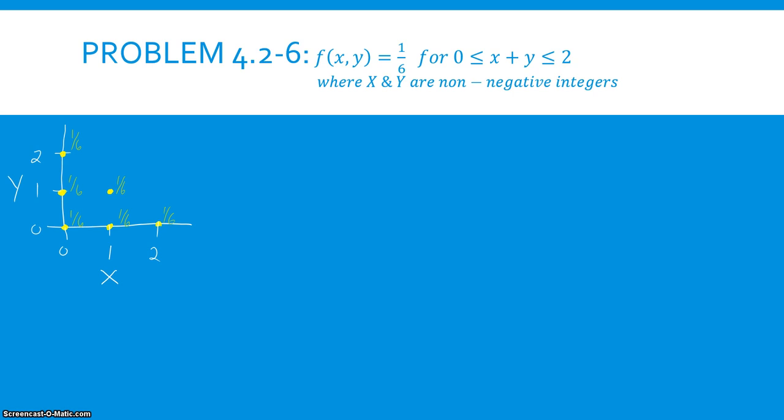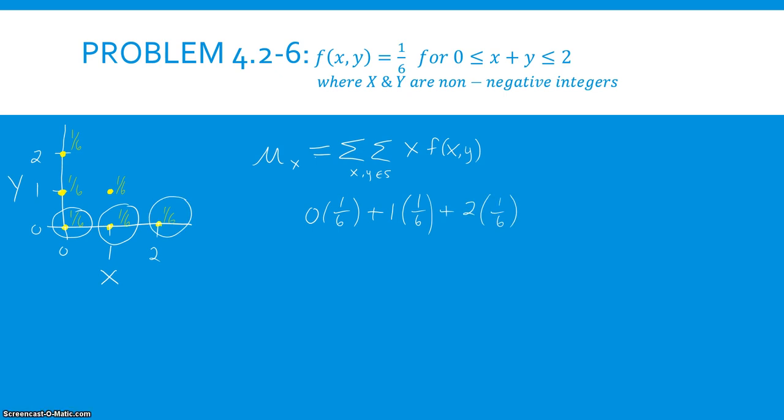Here are the possible combinations of x and y, represented by dots, and the probability of each of them is 1/6. Now, if I want to find the mean of x, I'm going to add up for all of the x, y combinations, x times f of xy. So, start with my first dot. I've got x equal to 0. I've got f of x and y equal to 1/6. And I move on to my next dot. Here I've got x equal to 1. My PMF is 1/6. I move on to my next dot. X is 2 times 1/6.